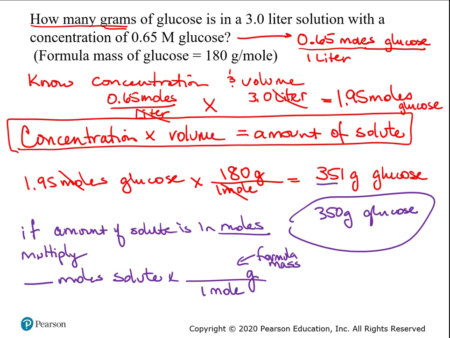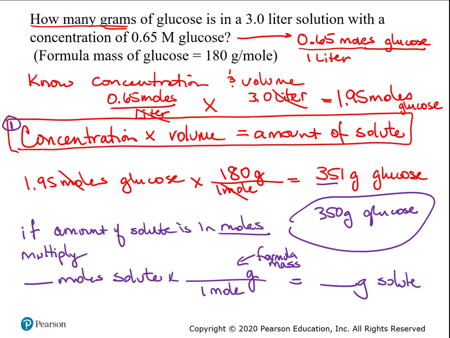Does that make sense? So this is sort of like a two-step. First step is always going to be this. Concentration times volume will tell you how much of your solute. But if the amount of solute is in moles, you're going to have to multiply it times the formula mass. That'll convert from moles to grams, and that's going to tell you grams of solute. So it is kind of like an extra step if you use moles. Got it?